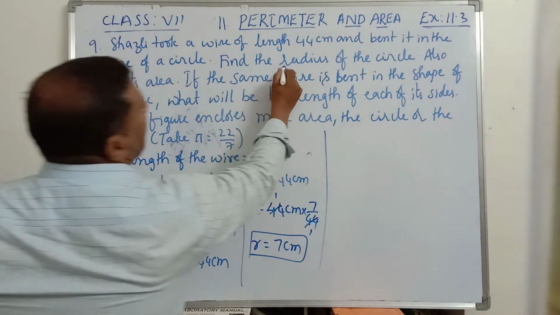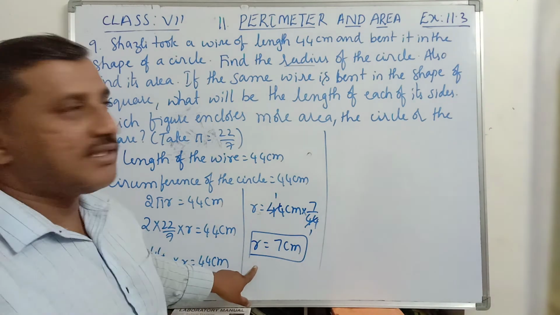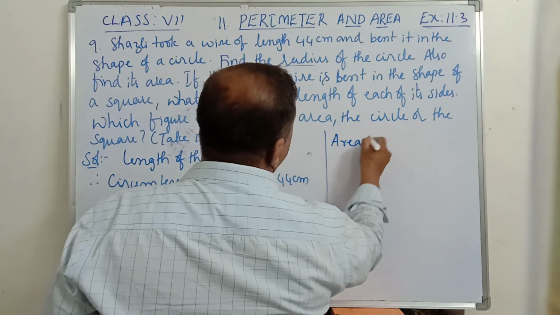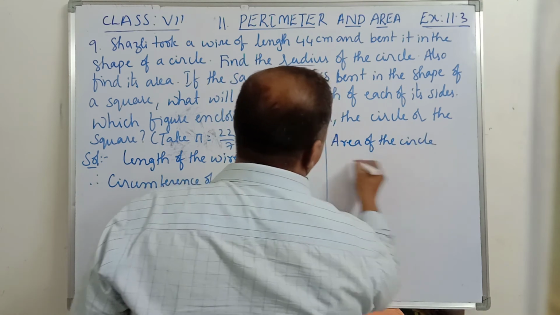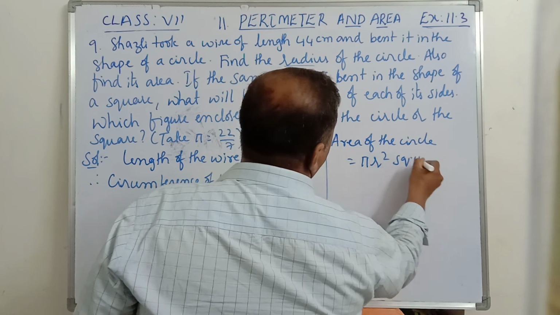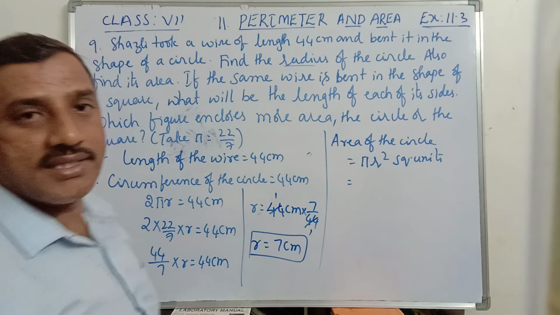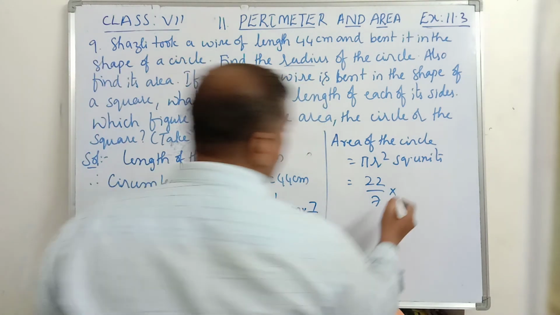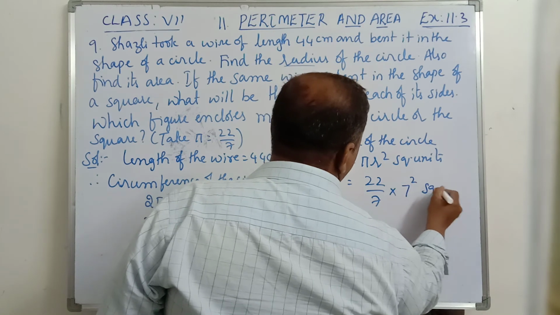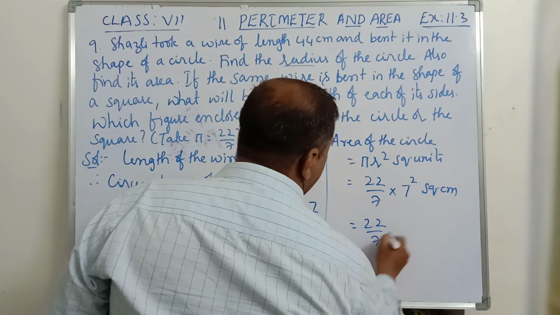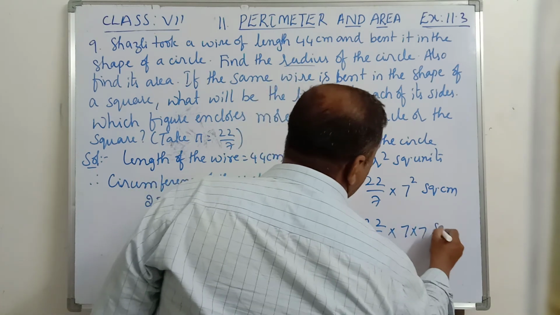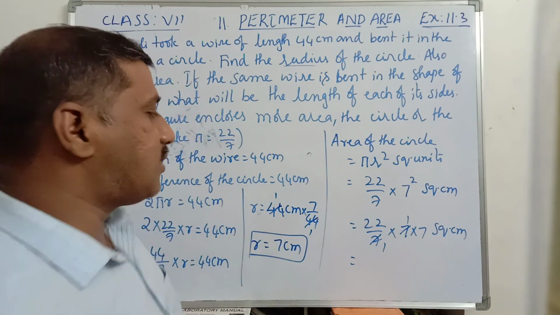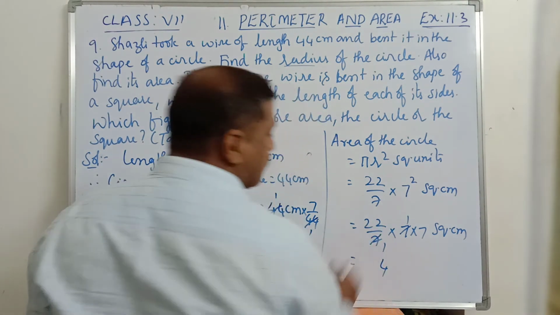What did they ask you to find? Find the radius of the circle. Now the radius is 7 centimeters. Also find its area. Area of the circle is pi r square units. So pi is 22 by 7. Substitute 22 by 7 into r, where the radius is 7 centimeters. That is 22 by 7 into 7 square, which means 7 into 7 square centimeters. Now cancellations: 7 ones are 7, 7 ones are 7. 22 into 7: 7 twos are 14, 7 twos are 14 plus 1, 15.